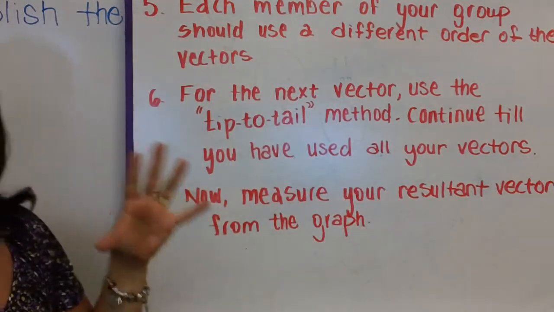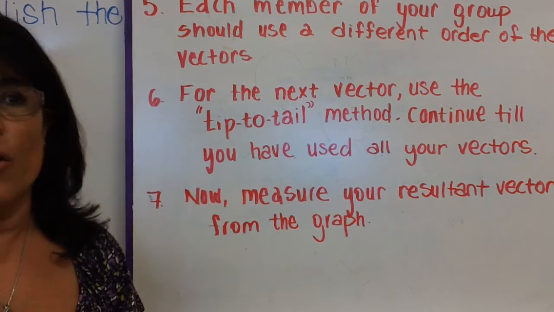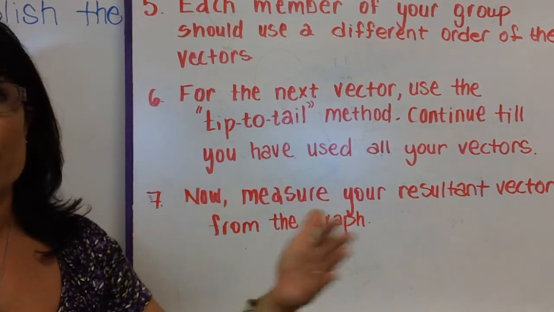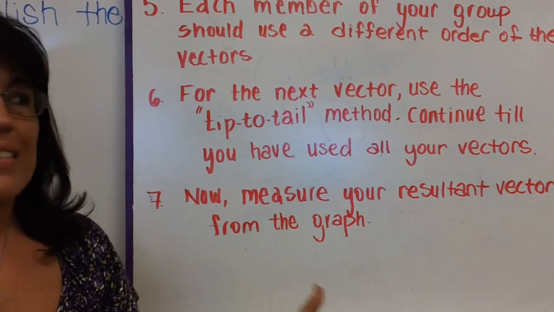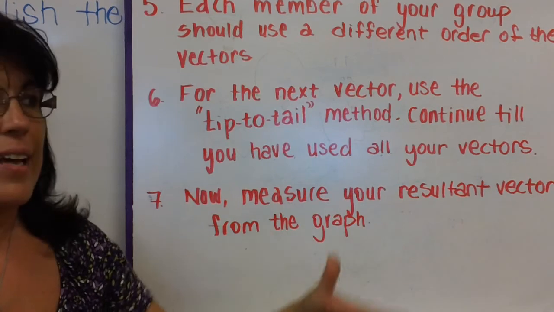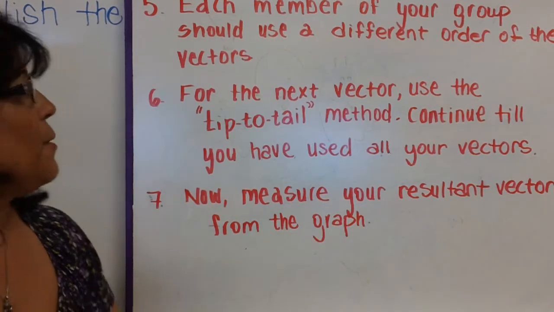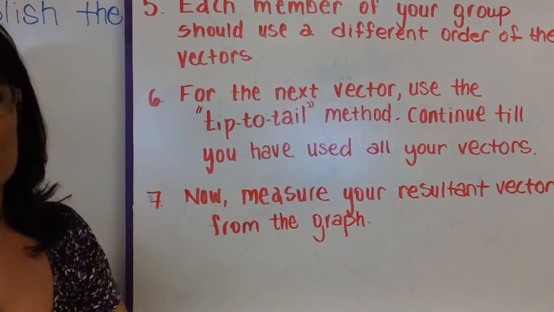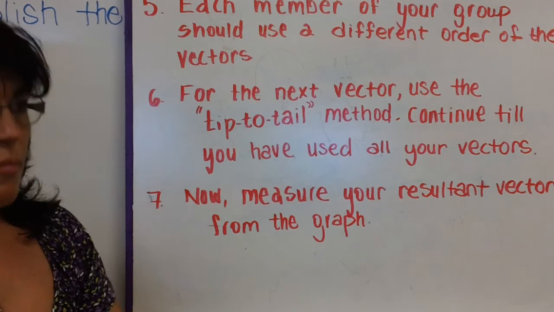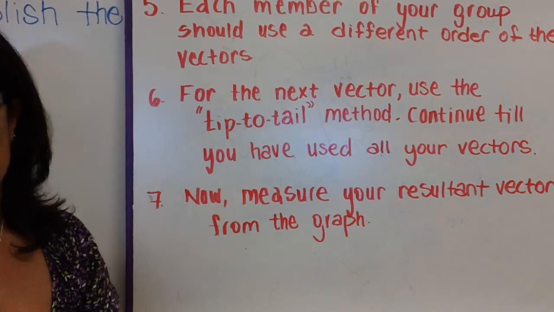Okay, now this is where it's a little bit tricky. Vectors can be added in any order. So you can have your first vector, your second vector, your third, and if you add them together, it would be the same as if you had the third, second, and first. The order of the vector addition does not matter. So each member of the group is going to shuffle those vectors into a different order, so no 2 people in the group are going to have the same exact map.